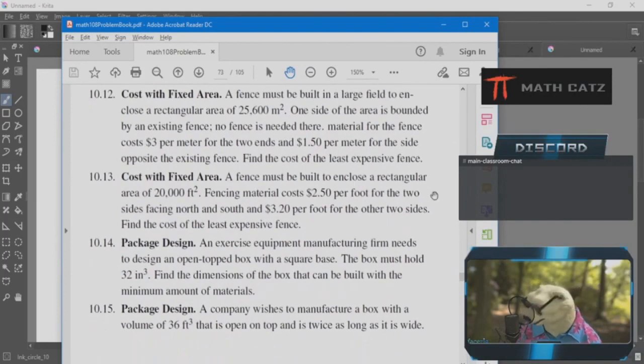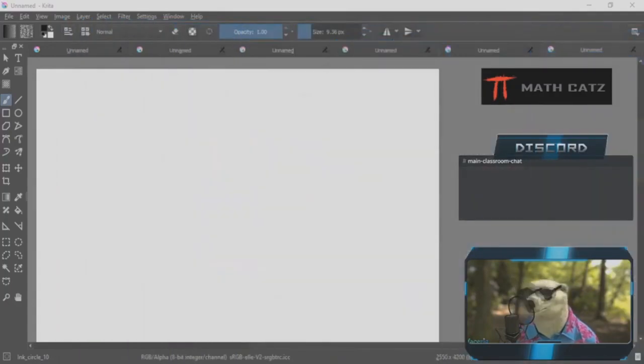10.12. All right. A fence must be built in a large field to enclose a rectangular area of that much. One side of the area is bounded by an existing fence. No fence is needed there. Material for the fence costs $3 per meter for the two ends and $1.50 per meter for the side opposite the existing fence. Find the cost of the least expensive fence.